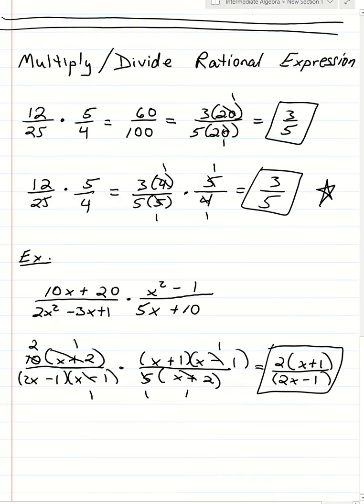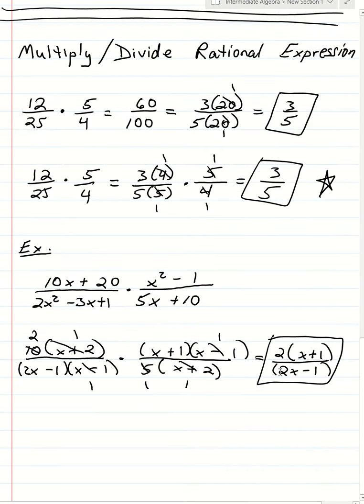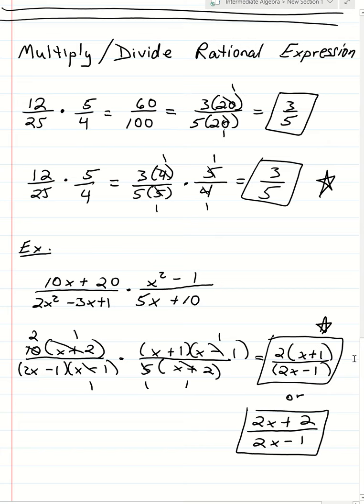Once again, you could, but you don't have to. If you so desire, you could distribute the 2 in. So you could write this as (2x + 2)/(2x − 1). That would be a perfectly acceptable answer as well. But once again, I always recommend leaving things well enough and you don't have to do that multiplication. The factored form is usually the preferred form.